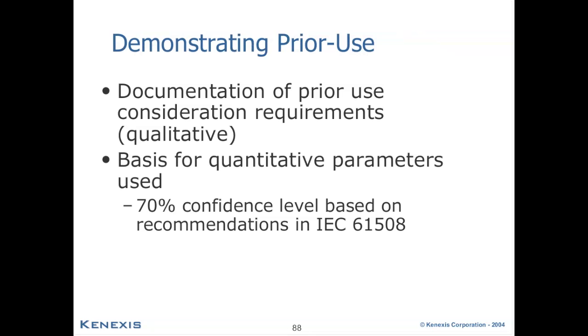And lastly, you'll want to make sure, within terms of prior use, to document the requirements considered, the qualitative requirements considered in developing the data, as well as the basis for the quantitative parameters used to select the failure rate for the component. As defined before, IEC 61508 recommends setting a confidence level of around 70% in order to ensure that the value is not too favorable with respect to the data that you have recorded.